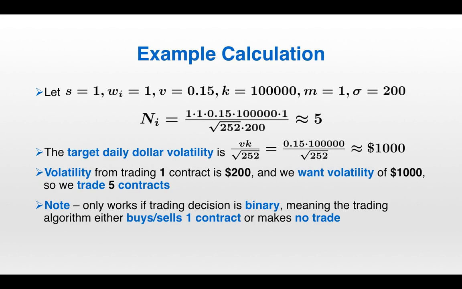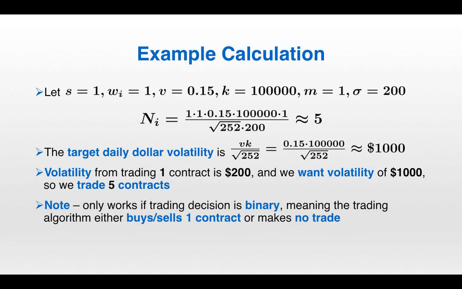Let's break that down. V is our target annual volatility. Divide by the square root of 252. You get your target daily volatility, but this is in terms of percent. This isn't in terms of dollars. So you multiply by K and you end up with your target daily dollar volatility. Plug in the numbers and you get approximately 1,000.